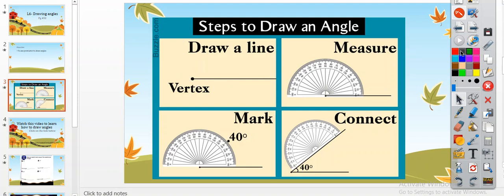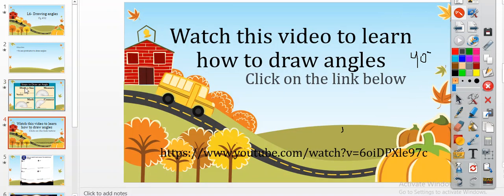Let's suppose that the angle that you wanna draw has 40 degrees. So go to the 40, starting from the 0: 10, 20, 30, 40, and mark it. Put a point. Here it is. Then hold on the protractor and use it as a ruler to draw the line. Here is your angle. Let's see how this is gonna work in our book.